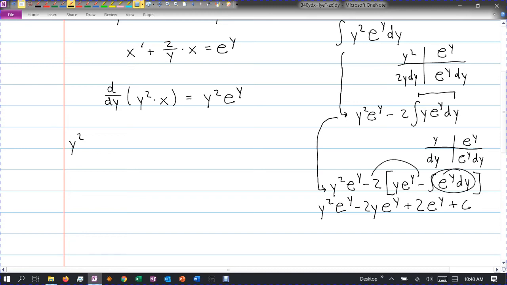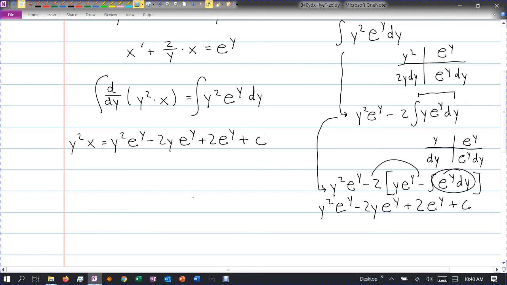Y squared x equals the antiderivative, both with respect to y here, which is y squared e to the y minus 2y e to the y plus 2e to the y plus c, and then I divide through by y squared. I'll let you do that yourself. Just check it. And then 2 over that.